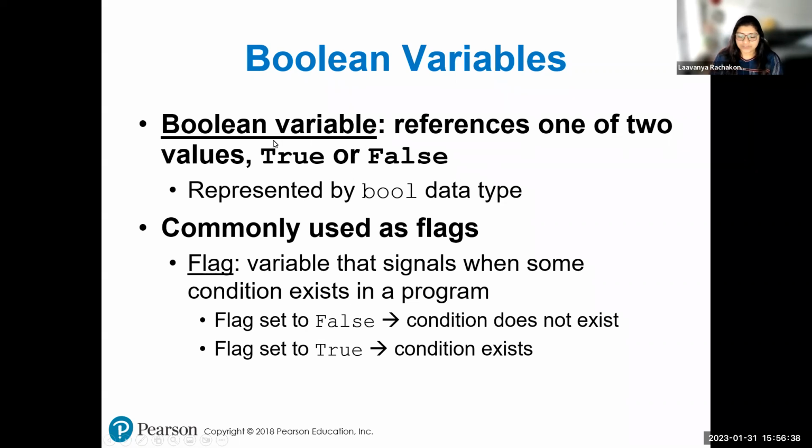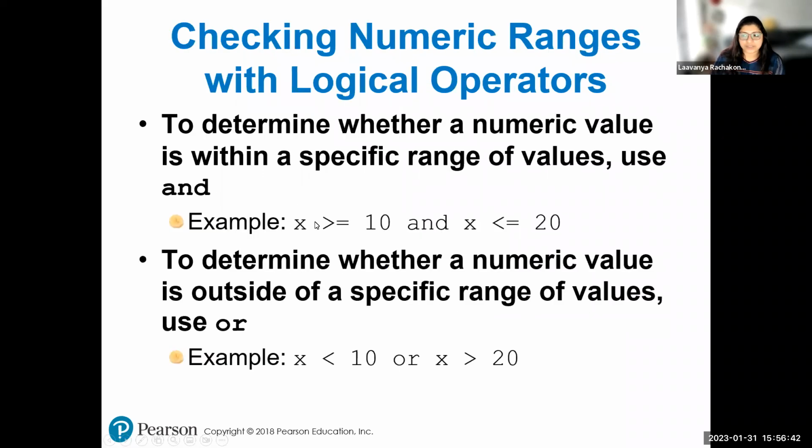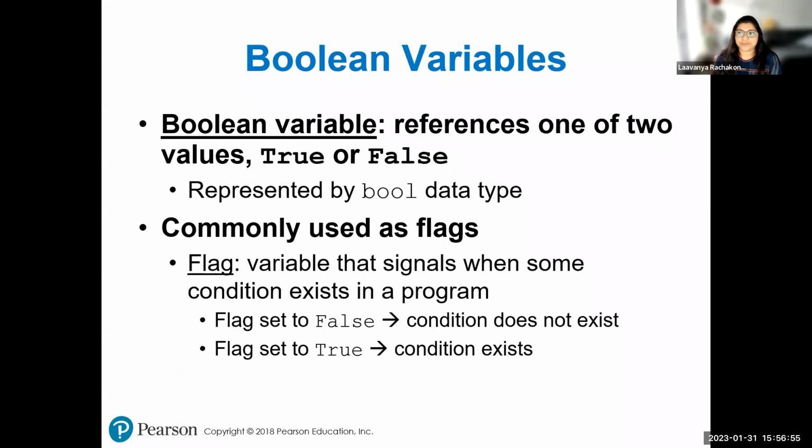Whenever we are working with conditions, let's say if x is greater than or equal to 10 and x is less than or equal to 20, here the outcome is true or false, right? That is also a Boolean value, which is denoted by the bool data type.